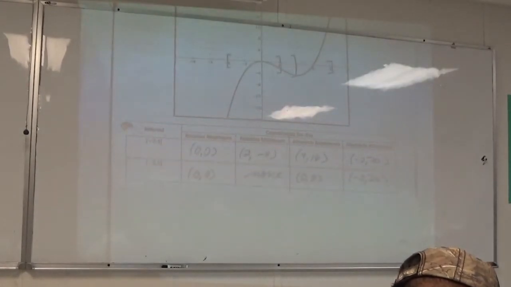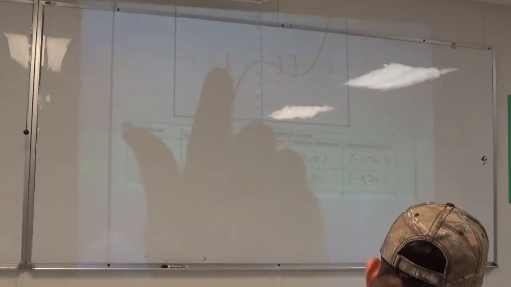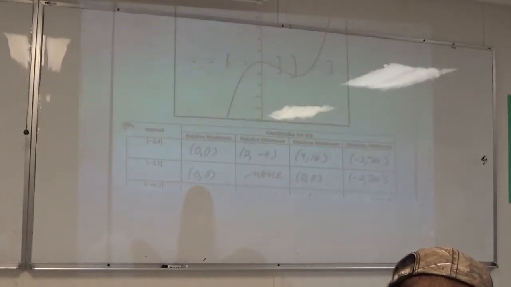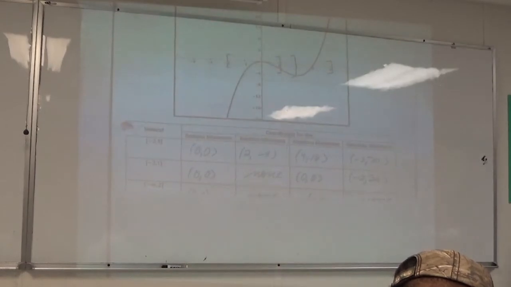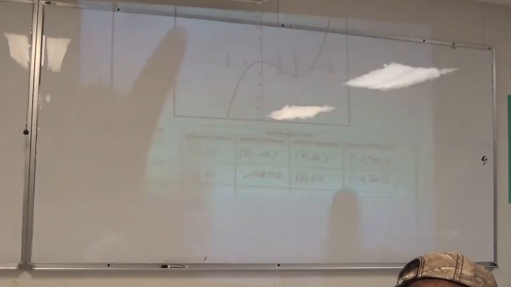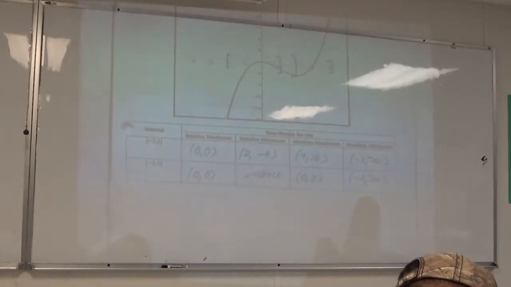Okay, if all goes well, in your second row, you were only looking from -2 to +1. The relative maximum is at 0, 0. But on this interval, there is no relative minimum because we're only looking between -2 and 1. We don't see the fact that there's a change from decreasing to increasing. Your absolute maximum is 0, 0, and your absolute minimum is -2, -20.